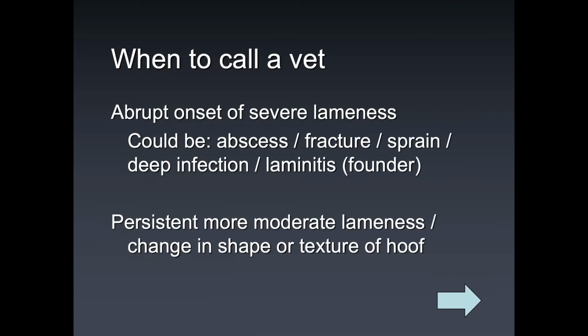So here we are, just when to call a vet. Most horses come to us if they have an abrupt onset of severe lameness. There's lots of differentials for severe lameness, but abscess is the most common, always. But then fractures, tendon strains, sprains of ligaments, infection, nail punctures, and laminitis can all make an animal go quite lame in a matter of hours to a couple of days. Those are always a really good reason to call a vet.